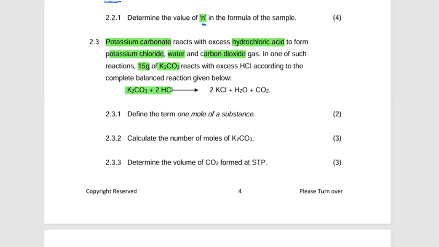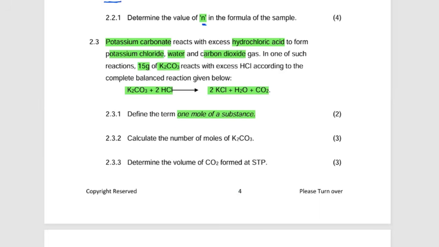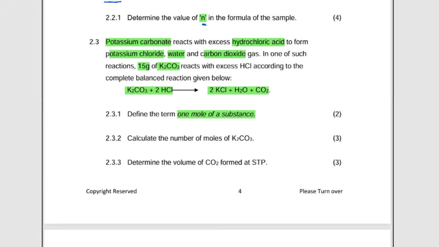So it means here we are given a balanced equation. Then the first question there is we are supposed to define 1 mole of a substance, right? So let's define 1 mole of a substance. We're going to say it is the amount of substance having the same number of particles as there are atoms in 12 grams of carbon-12. So here I'm going to say it is the amount of substance.